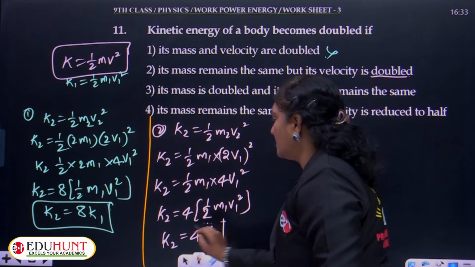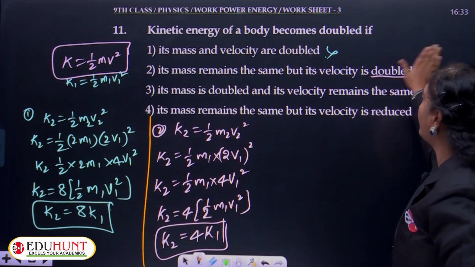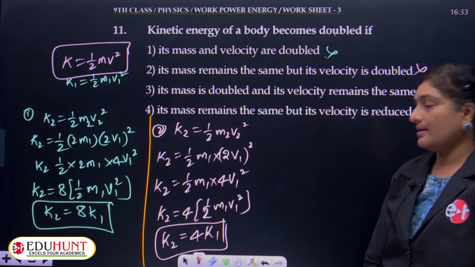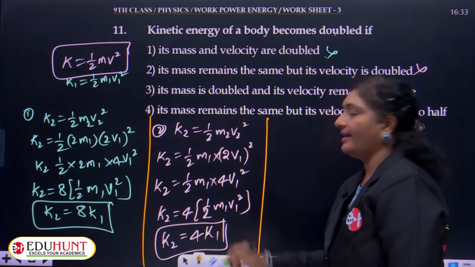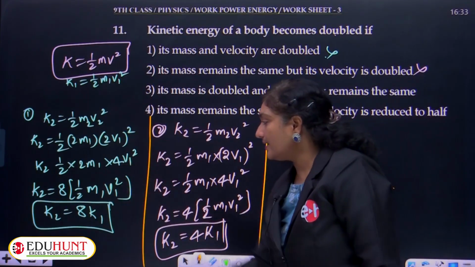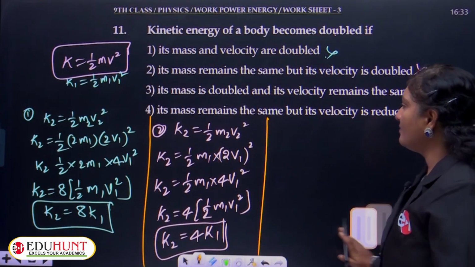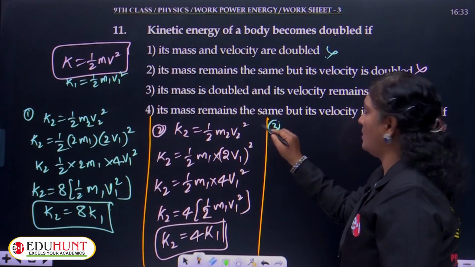Here also we observed that kinetic energy becomes 4 times. But they are asking when it will get doubled, so neither is the correct answer. You should get it as 2K1. There you are getting 8K1, here you are getting 4K1, but you should get 2K1. So let us check with the next one, that is third, whether it is true or not.